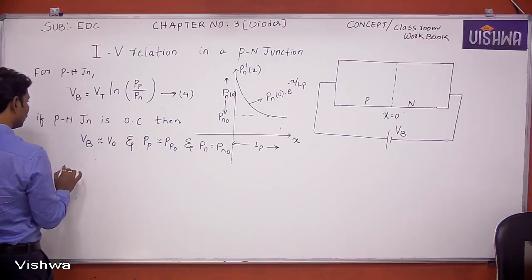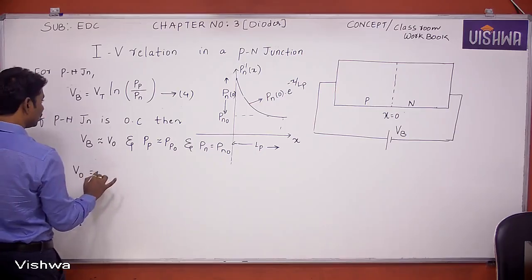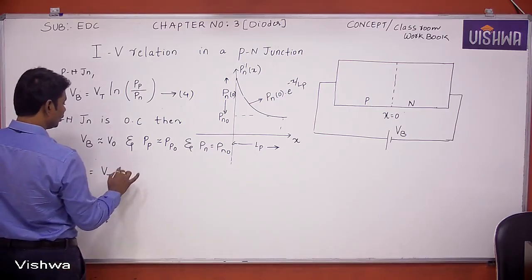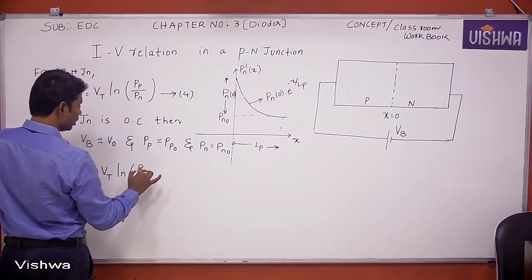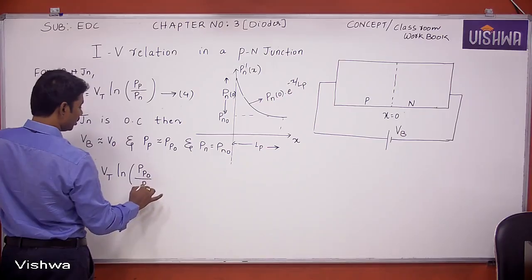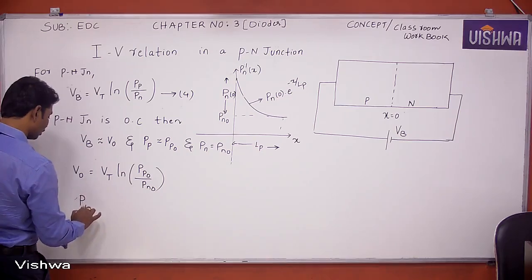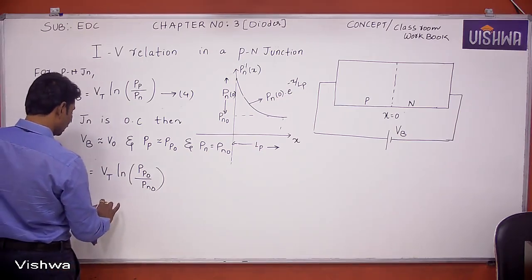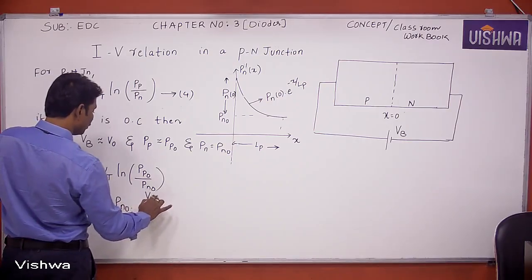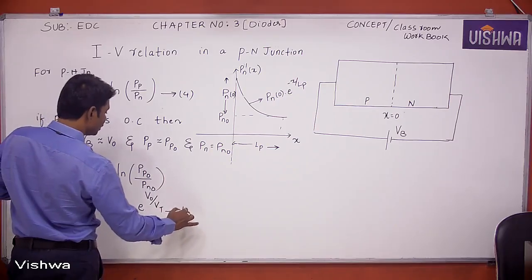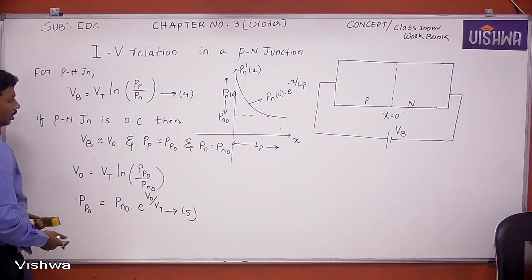Now substitute this condition in equation 4. Then V0 equal to Vt into ln of Pp0 by Pn0. From this expression, what is Pp0? Pp0 is nothing but Pn0 into e power V0 by Vt. Now consider this one as equation 5.